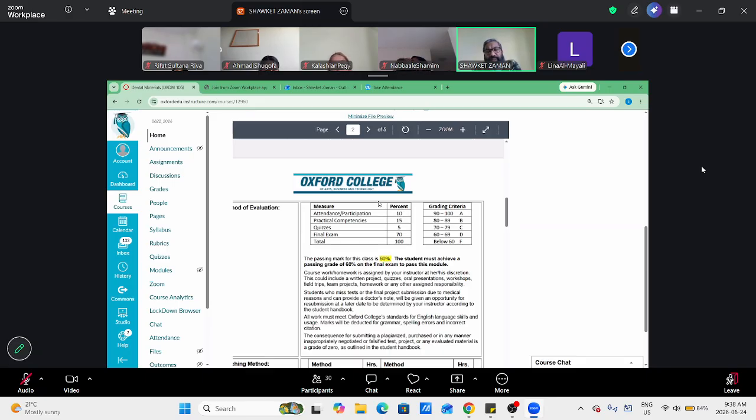As you can see here, the theory carries more, 70% of the marks in the final exam. So you have to be very careful about the theory, what you are learning here. The passing mark for this class is about 60%. So 60% is the passing mark for the final exam, and you have to get 60% individually in the final exams. That is the method of evaluation.